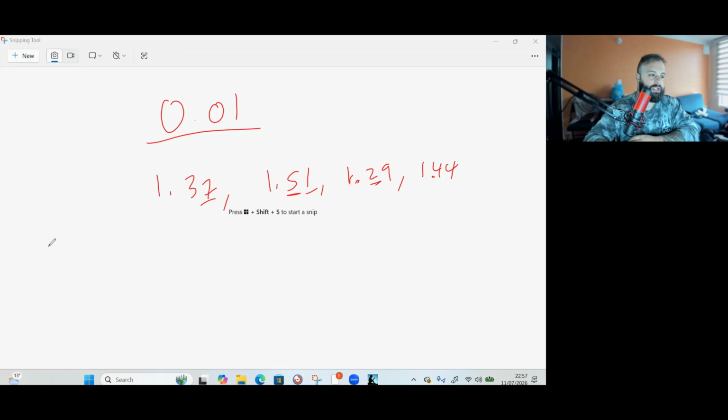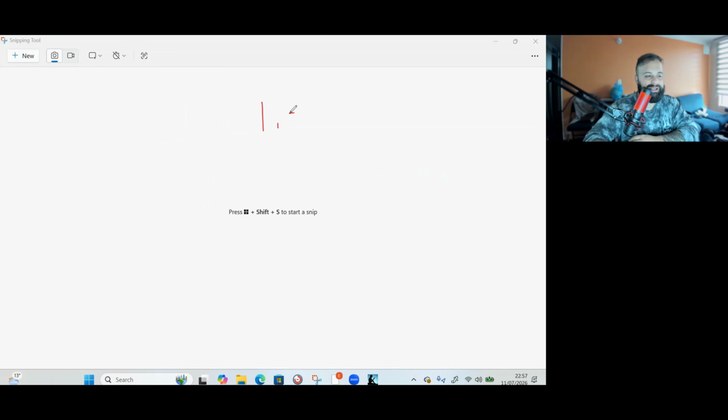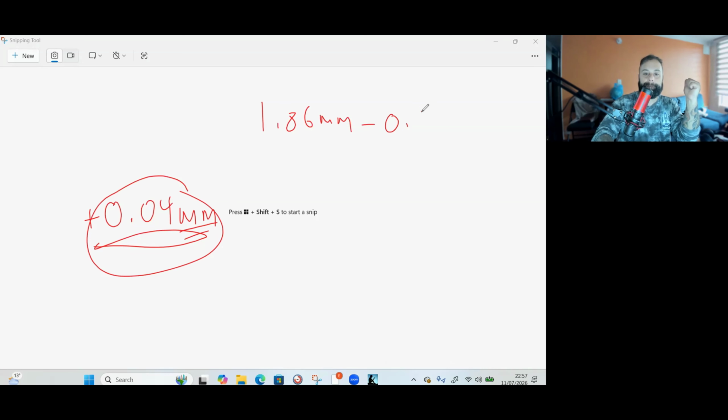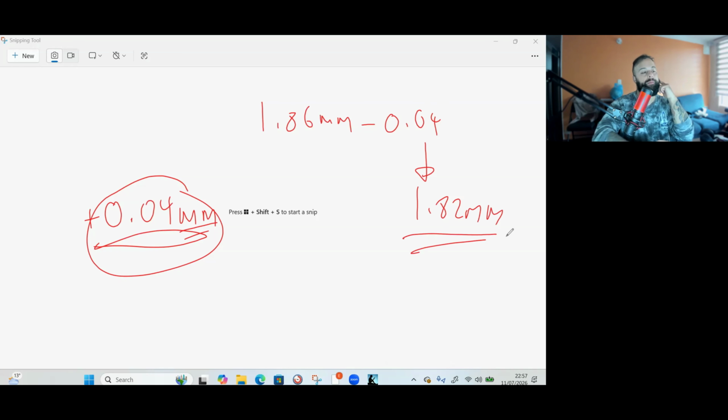Let's say we measured something and it's 1.8 millimeters, okay? But when it's on zero, fully closed, it gives us a plus 0.04 millimeters. It's like a caliper. I'm not going to get into it, but it gives us 0.04 when it should actually be 0. So the correct reading is that this is too high, so we're going to minus it. And we get 1.82 millimeters.